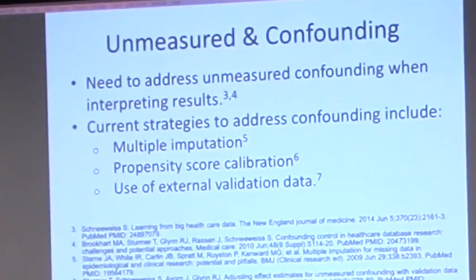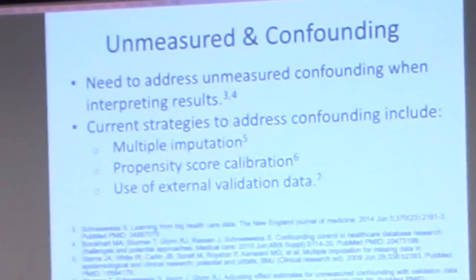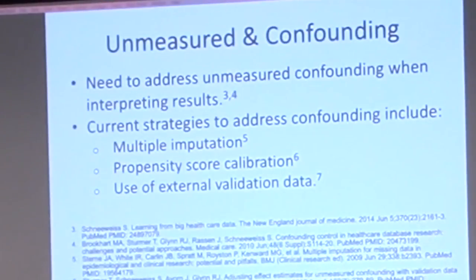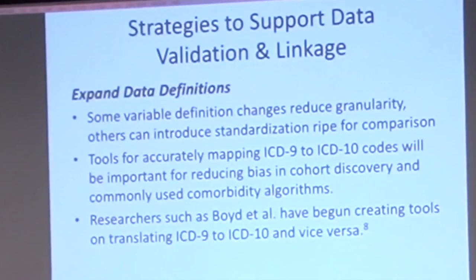There's all kinds of very smart people out there, I assure you, who have worked out methodologies for propensity score calibration, instrumental variable approaches, instrumental variable error approaches, looking at external validation databases, and multiple implementation. Some of them are cited here. So there's all kinds of strategies out there that help support data validation and linkage.